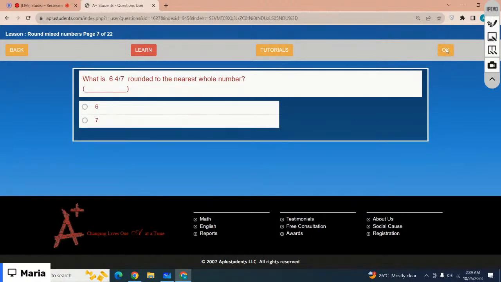Got it? What is 6 whole 4 over 7 rounded to the nearest whole number? Which is the correct option? 4 over 7. Yes, 8 whole 1 over 2. 1 over 2 and 1 over 2 are equal, isn't it? When they are equal, you have to round up. Got it?